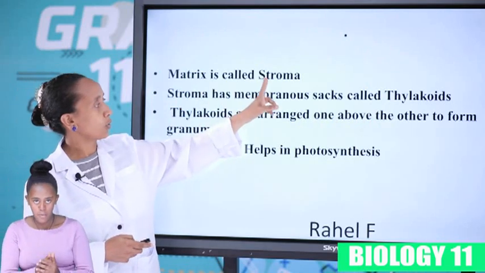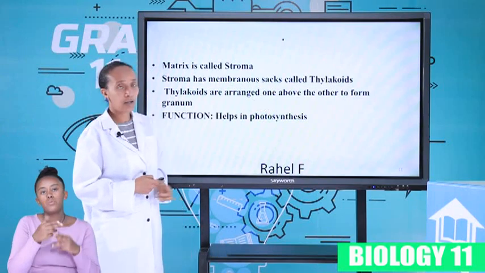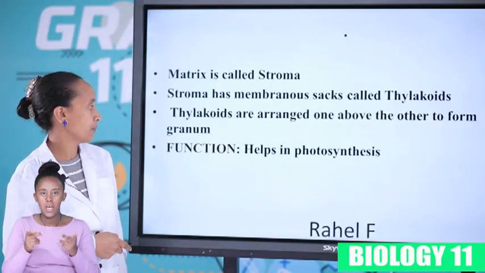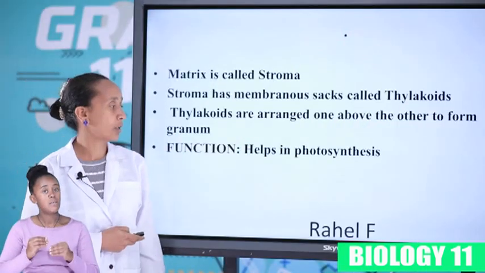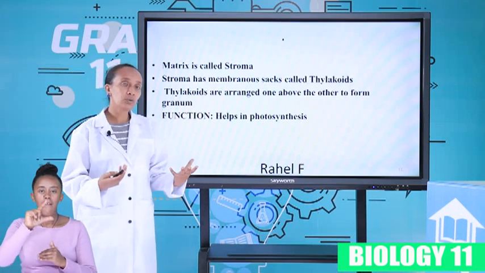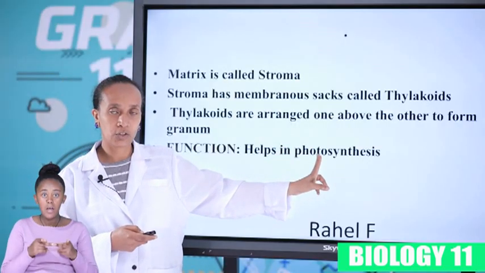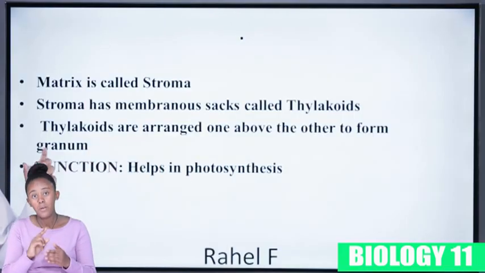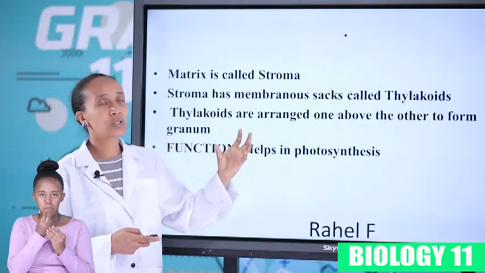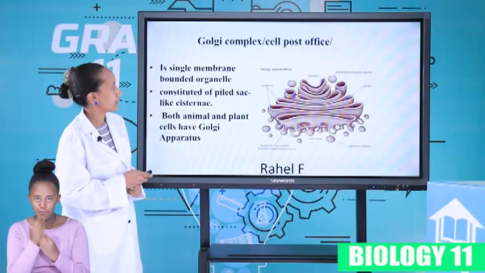The matrix is called the stroma, and stroma has membranous sacs called thylakoids. The thylakoids, as I have told you, are the site of photosynthesis. Mainly the first stage of photosynthesis occurs in the thylakoid. So what is the function of chloroplast? It is the site for photosynthetic reaction. That's why we call chloroplast the kitchen of the cell, because photosynthesis is one way of producing food by cells.